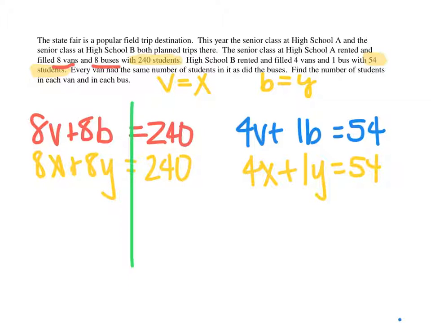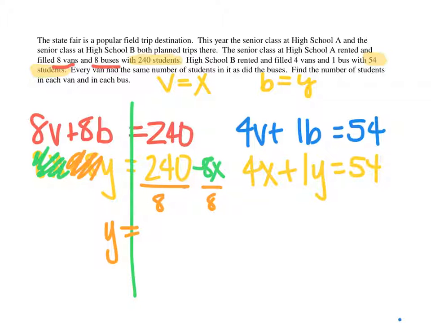So to solve, I'm going to draw my line. I need to move my 8x to the other side, and it's going to become a minus 8x. So now it's gone. And then to get rid of the 8 that's in front of y, I'm going to divide both things by 8 on the right side. So now this is gone, and I get y equals 240 divided by 8, which is 30. Negative 8 divided by 8 is negative 1x.